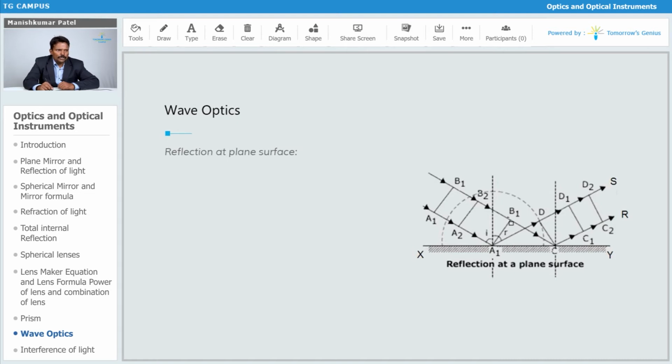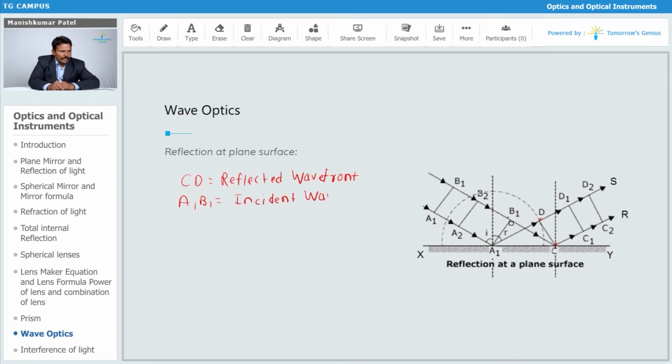So you can do one thing. With the same radius, B1C, considering the center at A1, you draw this semicircle. If you draw the tangent from C, this CD is nothing but the reflected wavefront. And A2B2 or A1B1, as I already told you, is your incident wavefront.